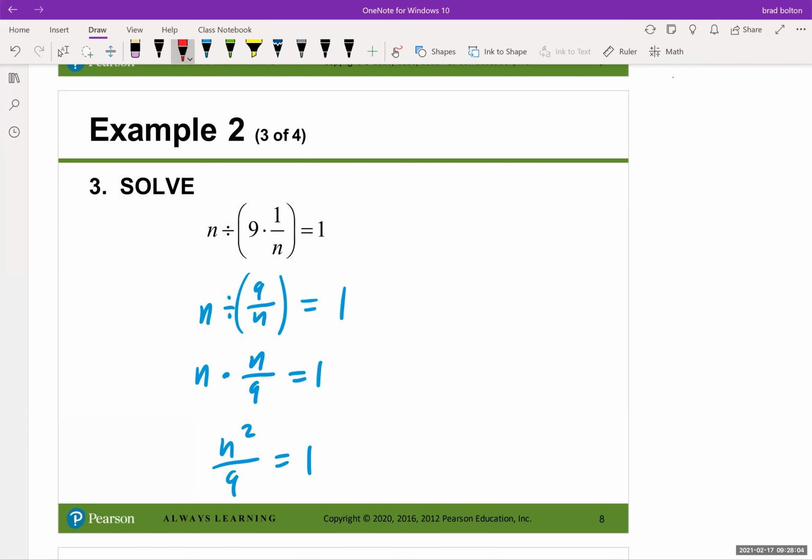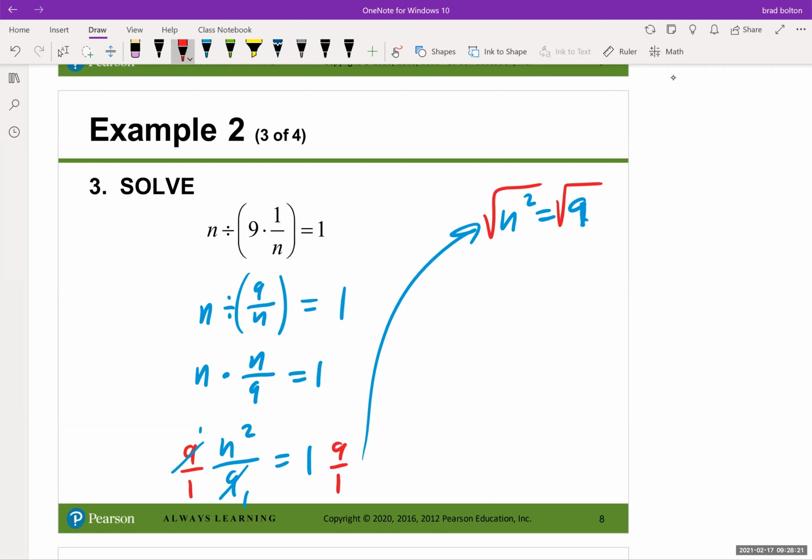And we know to get rid of a 9 in the bottom, we multiply both sides by 9 over 1. So this would cancel, become 1. So now we end up with n squared equals 9. And again, we know how to get rid of a squared. We square root both sides. So this will become plus or minus. So we're going to end up with n equals plus or minus 3. So n equals 3 and n equals negative 3. And those would be our two answers.